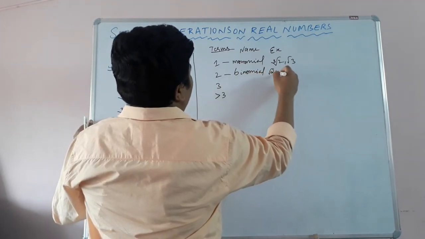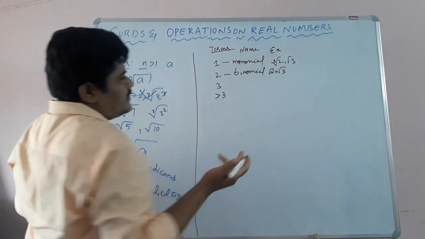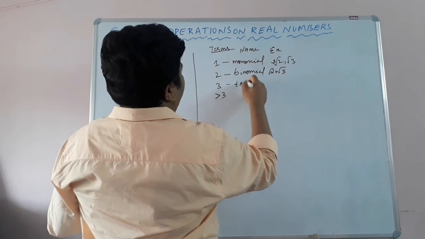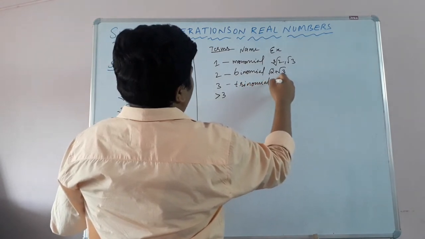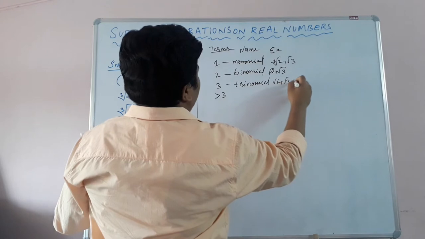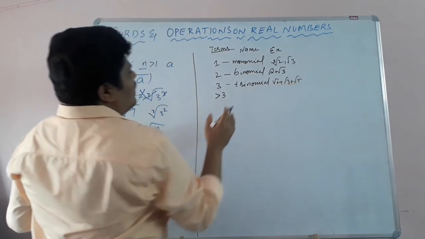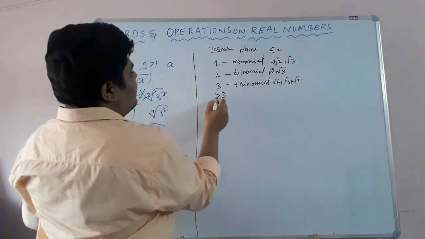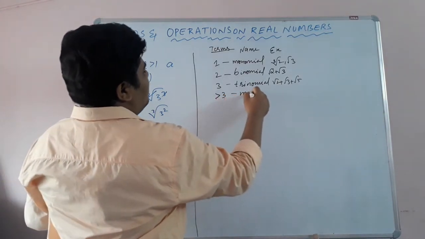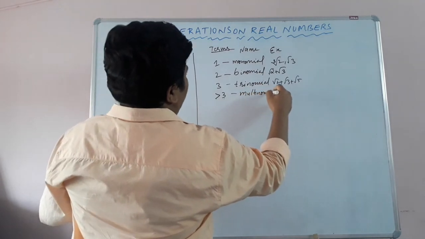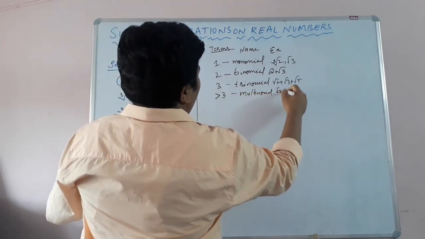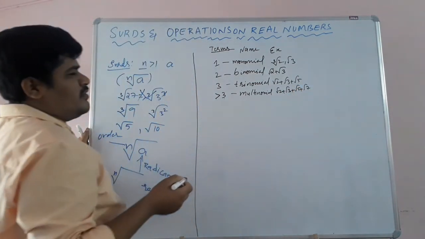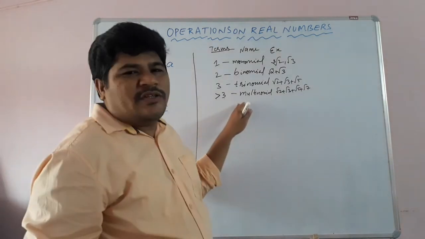Suppose you take the square root of 2 plus the square root of 3. It has two terms. Now 3 terms means a trinomial surd, for example root 2 plus root 3 plus root 5. It has 3 terms. Now more than 3 terms, children, is called a multinomial surd. Greater than 3 means more than 3. For example, root 2 plus root 3 plus root 5 plus root 7. These are multinomials, with more than 3 terms.